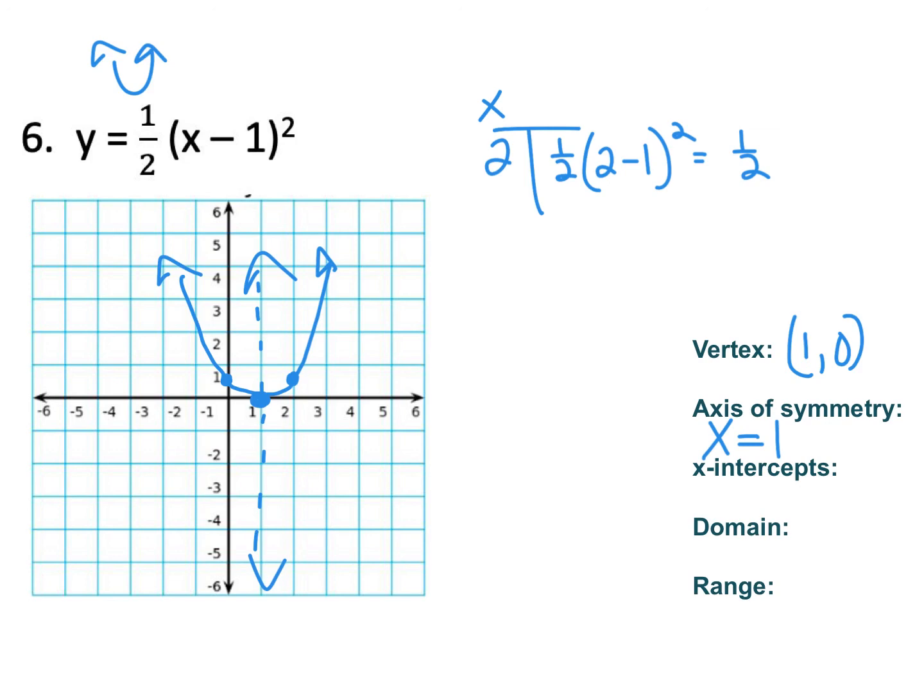My x-intercepts, well, I can use the graphing calculator, but I don't need to for this one because look, it's sitting right on the x-axis. It's the same as my vertex this time. It's (1, 0). My domain is all real numbers, and my range is y is greater than or equal to 0.